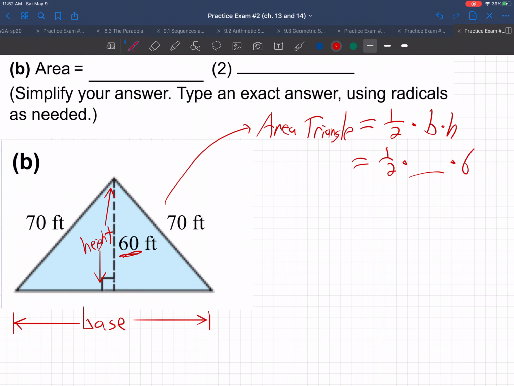What we don't know, put the height there. The height is clearly 60, but what we don't know is the base. What's the base? We don't know. So how are we going to find the base?